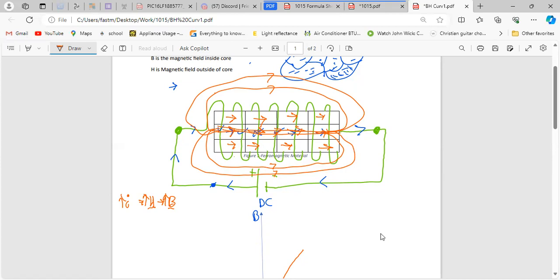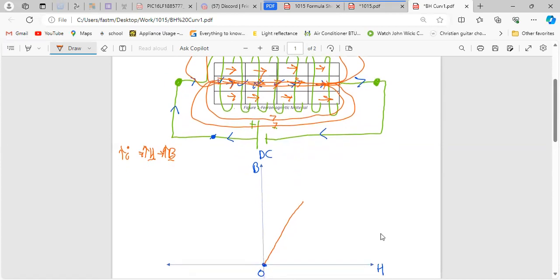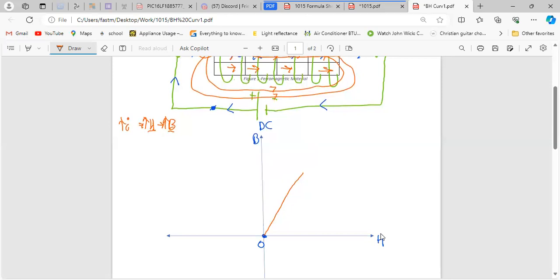If the current keeps increasing infinitely, there are no more dipoles to align, so B cannot increase further. What happens is you reach a region where it is saturated. No more increase in H will cause any more increase in B. So you reach a saturation region.